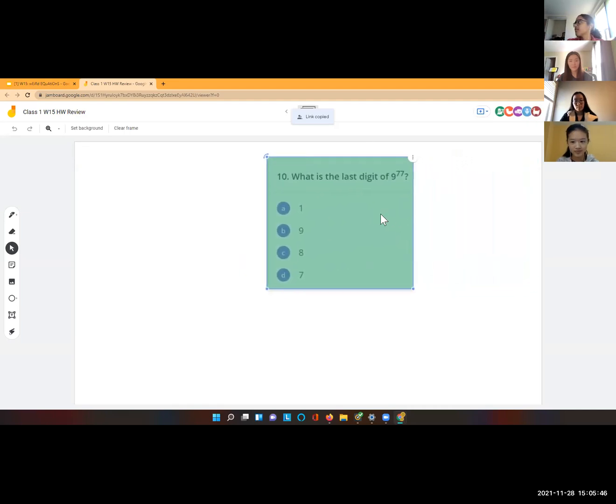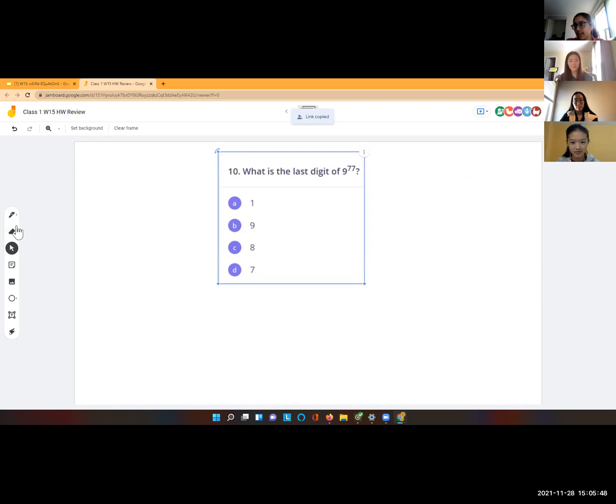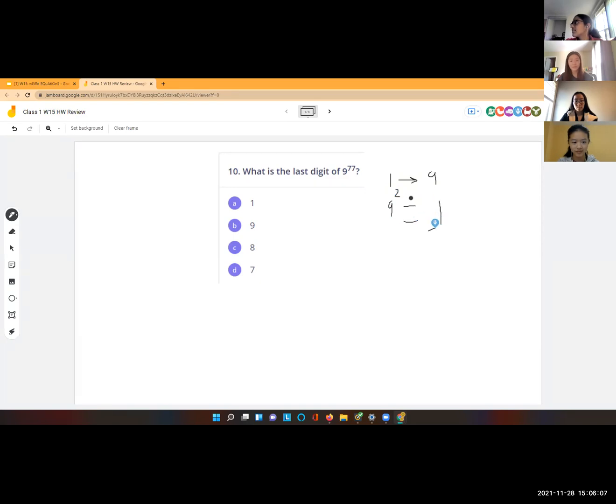Okay, so what is the last digit of 9 to the power of 77? So 9 to the power of 1 has a last digit of 9, right? So actually, I should probably do 1. Okay, so it has a last digit of 9, and then 9 squared has a last digit of 1, as somebody wrote. And then 9 cubed has a last digit of 9.